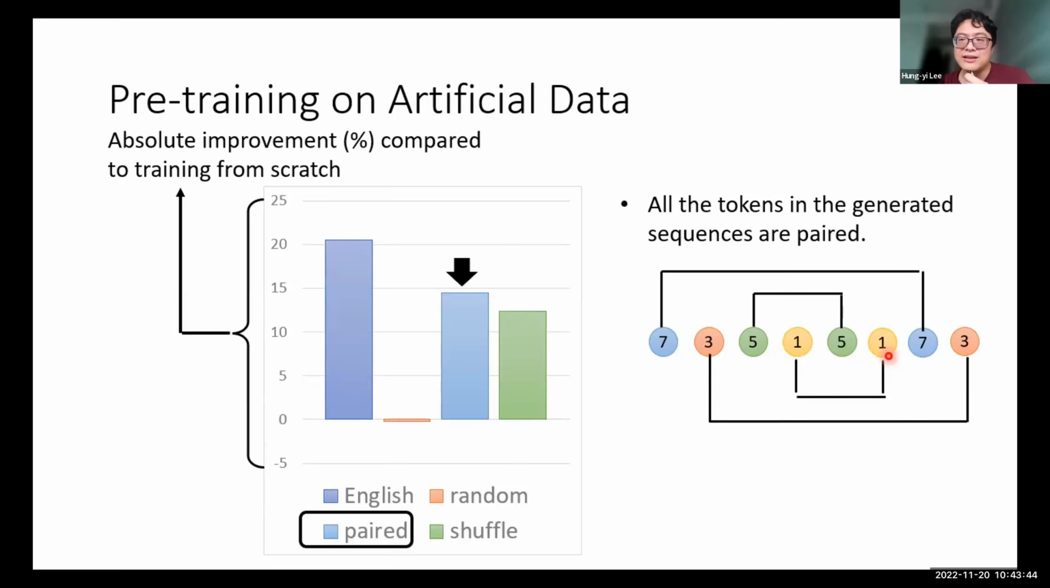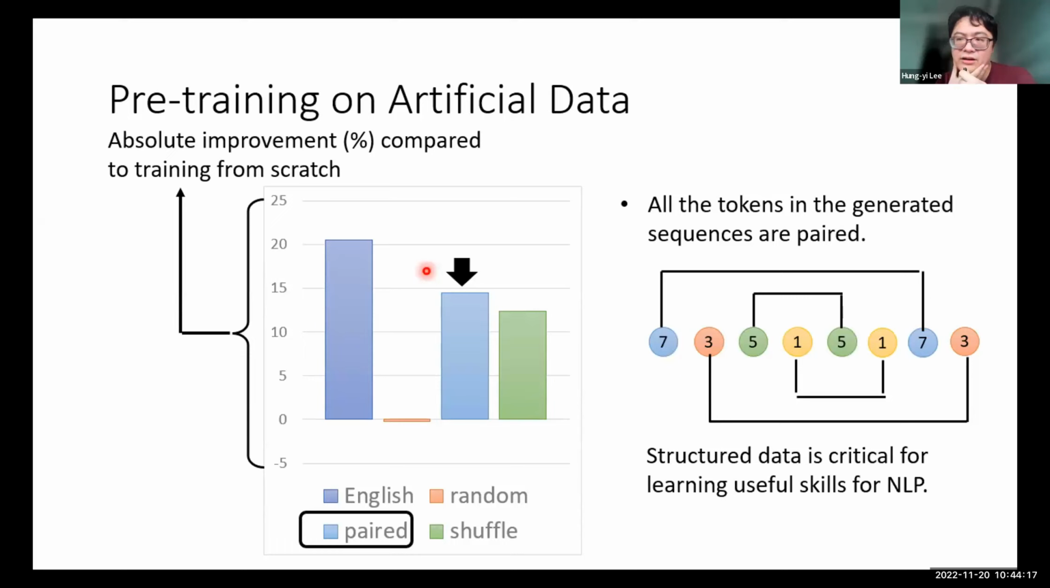And we can find that even though the rule for generating this sequence is very trivial, the performance is actually amazing. We get around 15% absolute improvement with this kind of artificial data. This is the result of using real human language. Using English, we only get 20% improvement. But with this kind of paired data, we already get 15% improvement on the GLUE benchmark.